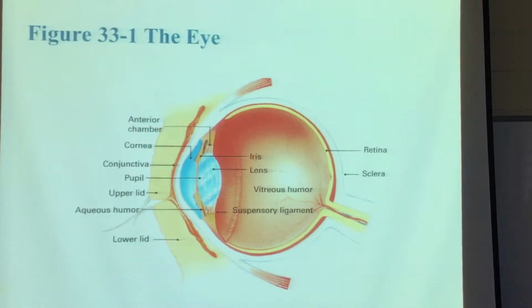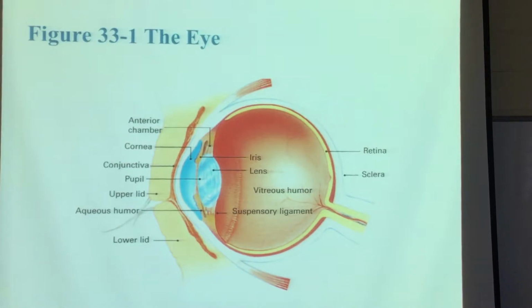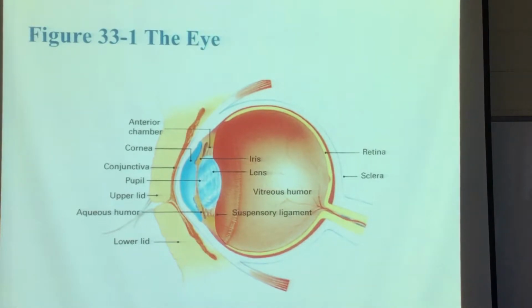Alright, so the eye itself, we have the covering over the eye, which is the eyelid. Underneath the eyelid is a vascular tissue called the conjunctiva. Then we move over to the corneal surface and the sclera. Sclera is the white part. The corneal surface covers over the visual field of the eye.